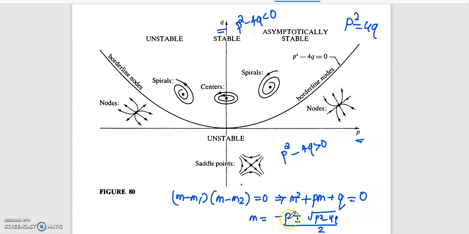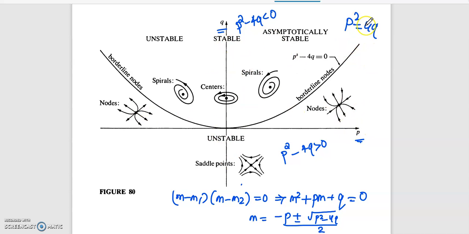So when we find the value of m, by the solution of the quadratic equation we will get it in the form (-p ± √(p² - 4q))/2. So depending on the value of p² - 4q we will get all the 5 different cases. The discriminant can be zero, positive or negative, and accordingly we get the 5 cases. Okay, now p² - 4q = 0 will be the parabola in the pq plane.